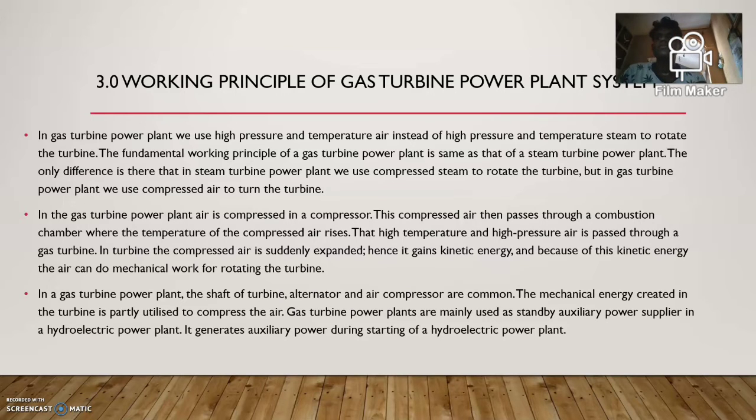And also in a gas turbine power plant, the shaft of the turbine, alternator and air compressor are common. The mechanical energy created in the turbine is partly utilized to compress the air. And also the gas turbine power plants are mainly used as a standby auxiliary power supplier in hydroelectric power plants. It also generates the auxiliary power during starting a hydroelectric power plant.